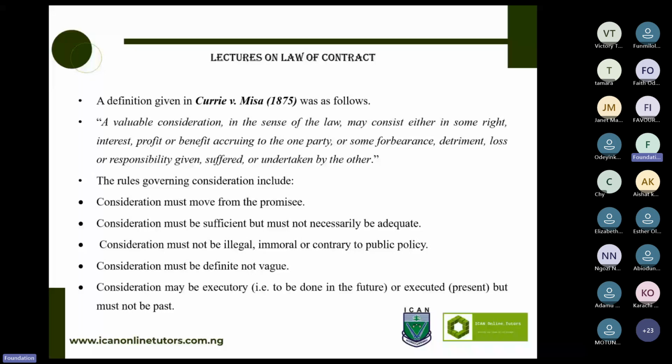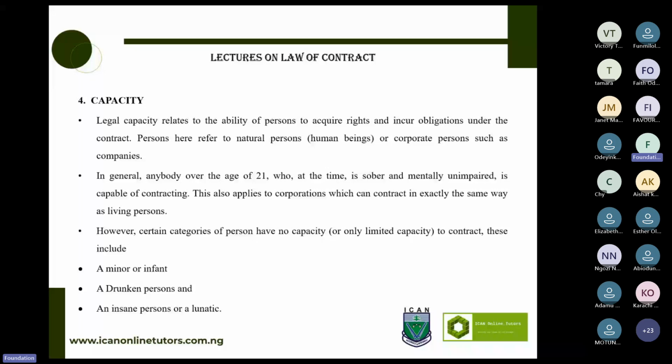So any question, class? I think we can still move, right? I actually set the class for 9:30, so we are just 2 minutes to 9 o'clock, so we can still move further to complete the elements of contract. But at this junction, I will hold on for you to ask questions. Okay?